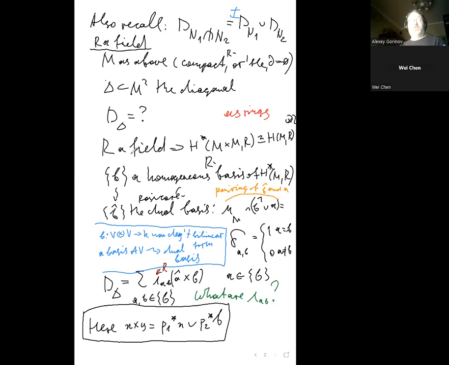And my claim is lambda A B is plus or minus delta AB. And we will calculate the sign and we'll see whether it's plus or minus.